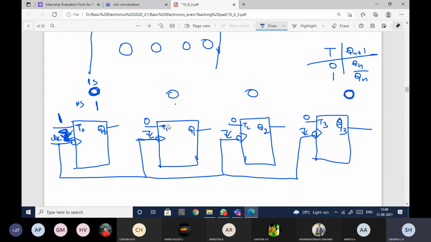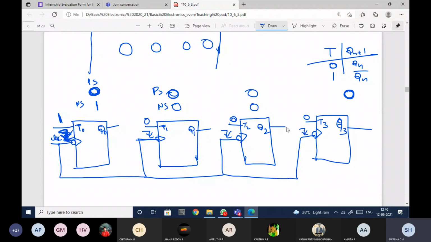Okay, take the second flip-flop. T1 input is 0 and the present state is 0. Clock is also there. So what will be the next state? It will be Qn only. Qn in the sense present state. Whatever present state was there, the same thing will be in the next state also. Here also T2 is 0. So the next state will also be equal to 0 only.